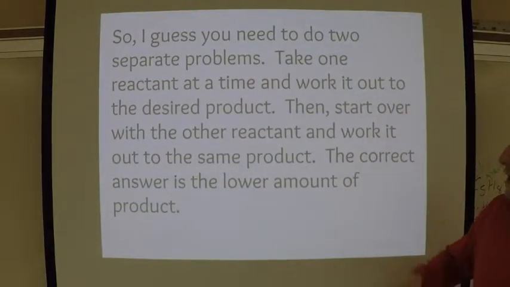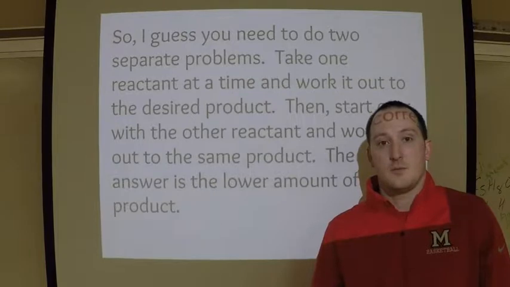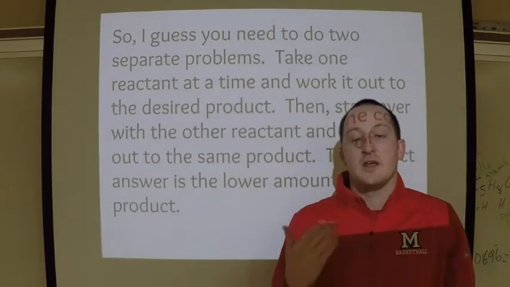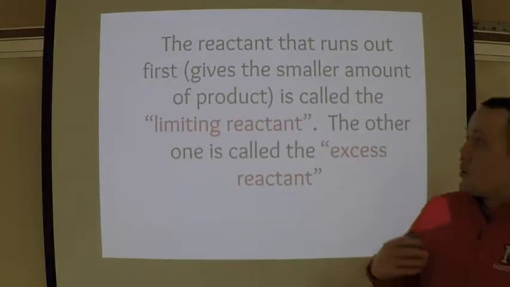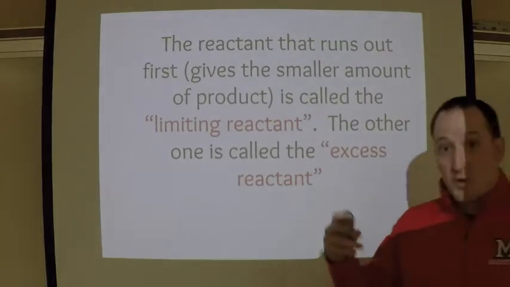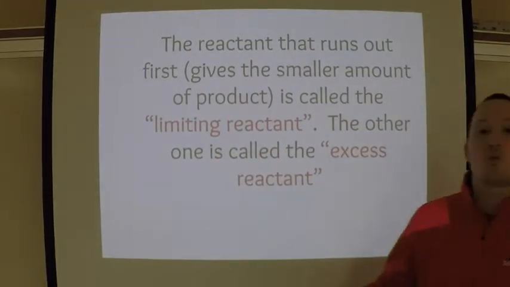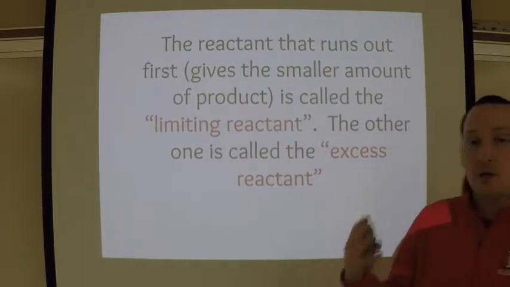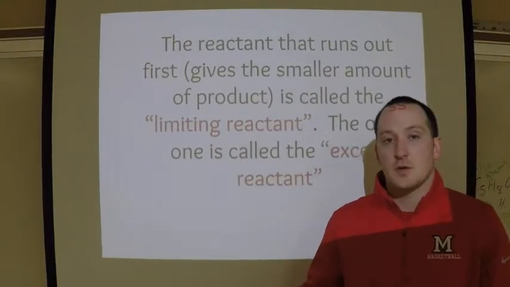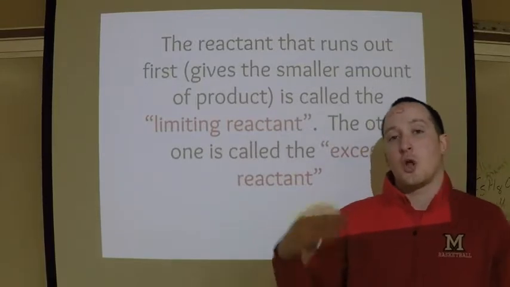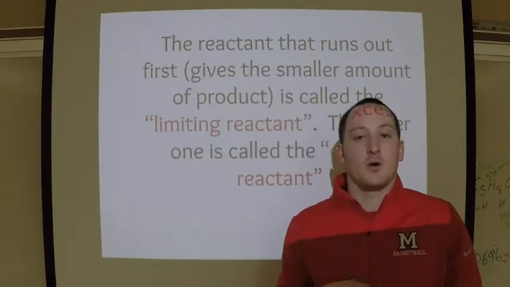The lower amount of product that is formed is always going to be your answer, because the one that produces the least amount of product is the one that's going to limit the reaction. So the reactant that runs out first, which is the one that gives the smaller amount of product, is called the limiting reactant, or limiting reagent. The other one we call the excess reactant. The limiting reactant is the one that's going to limit the reaction. It's the one that's going to run out first. So whatever number is your lowest amount of product is your limiting reactant, and that's the number you're going to use.